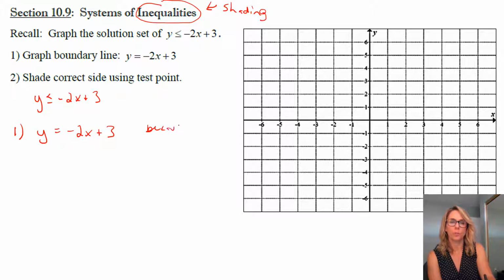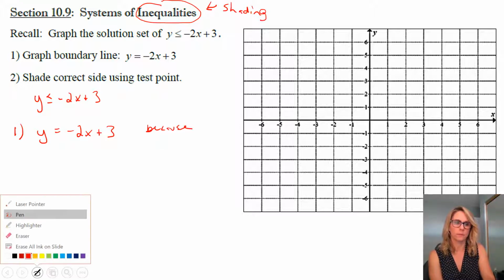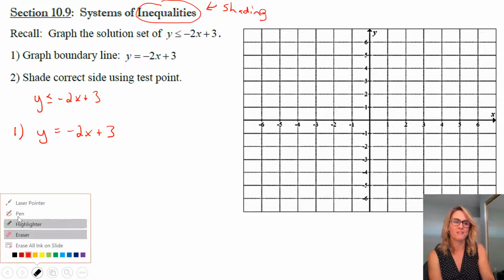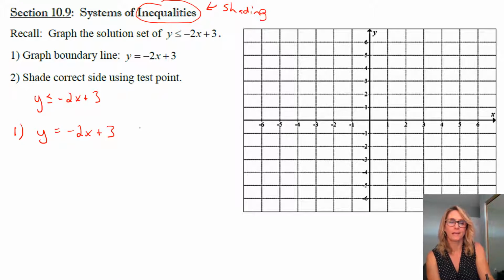So just a side note before I draw the line, because we have less than or equal to. Notice the inequality is less than or equal to, specifically that equal to. The line that we create, the boundary line, is going to be solid. Solid line we're going to graph.